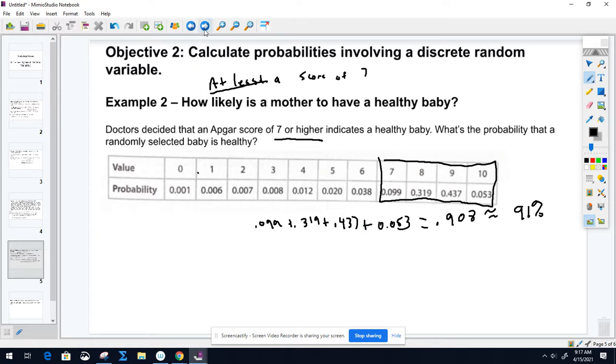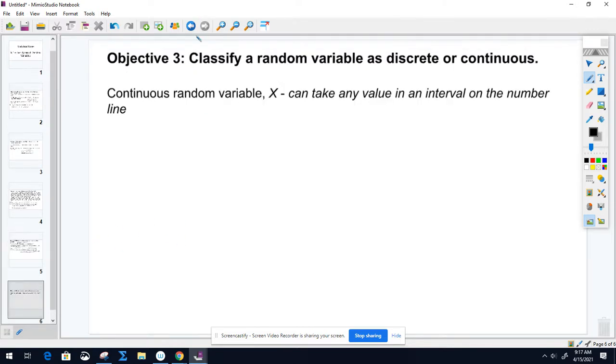All right, let's look at objective 3. Classify a random variable as discrete or continuous. Now, a continuous random variable is where I no longer have any gaps. Every single number is included. So capital X can take any value in an interval on the number line. Okay, and a lot of times this is when we are dealing with a measurement. So when we're talking about measuring something, a lot of times that is a continuous set of random variables.